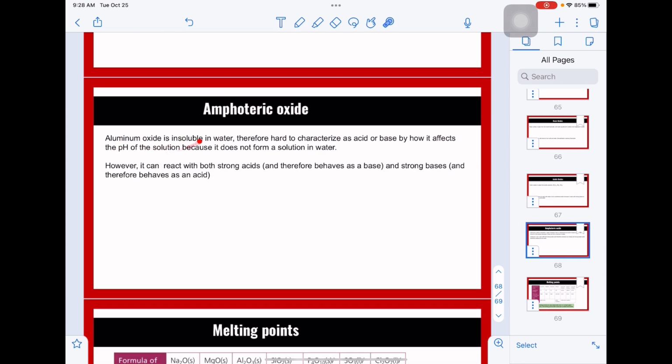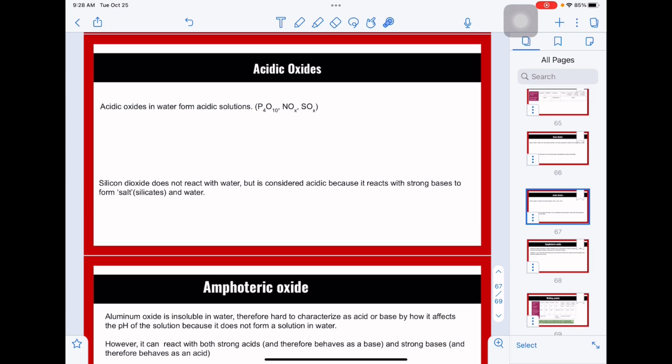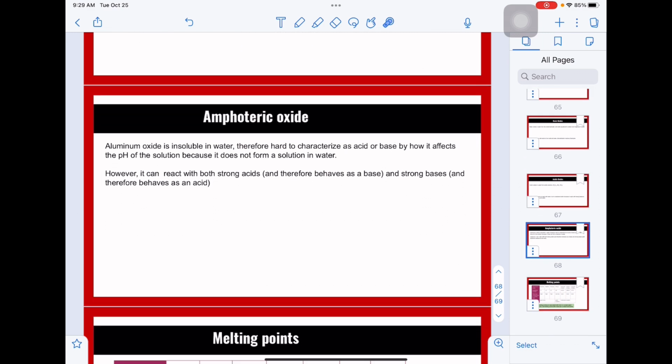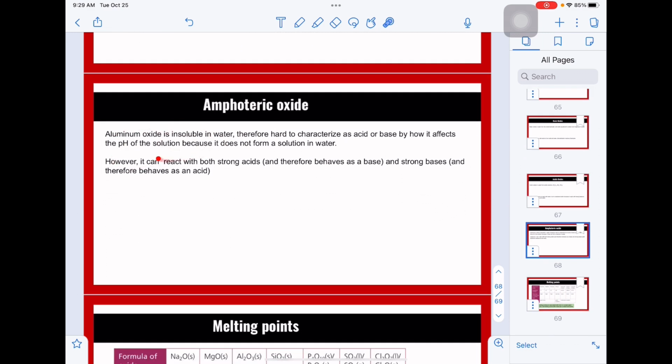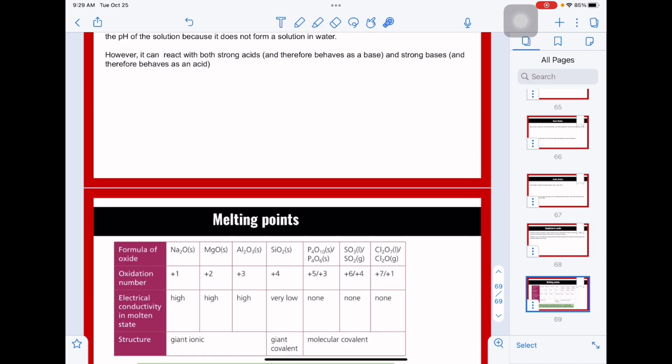Okay, another one that is not soluble in water, aluminum oxide. Aluminum oxide is insoluble in water as well, just like silicon dioxide. Remember, silicon dioxide we said was sand or glass. So we know glass and sand do not dissolve in water, right? So same thing with aluminum oxide. But again, if we react it with strong acids, it acts as a base. And if we react it with strong bases, it acts as an acid. So again, please find the equations here that show that in your textbook.